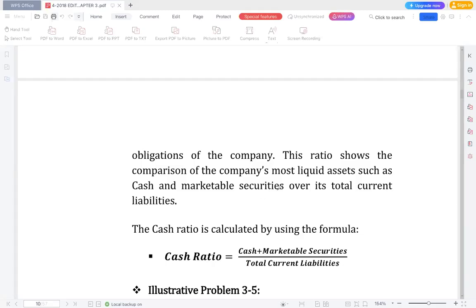This ratio shows the comparison of the most liquid assets, such as cash and marketable securities. Cash, of course, is already considered liquid in the sense that you can use it to pay your obligation. Marketable securities, such as short-term investments, you just need to sell online, and it will be converted into cash. It will be credited in your account, so you can use it to pay the current liability.